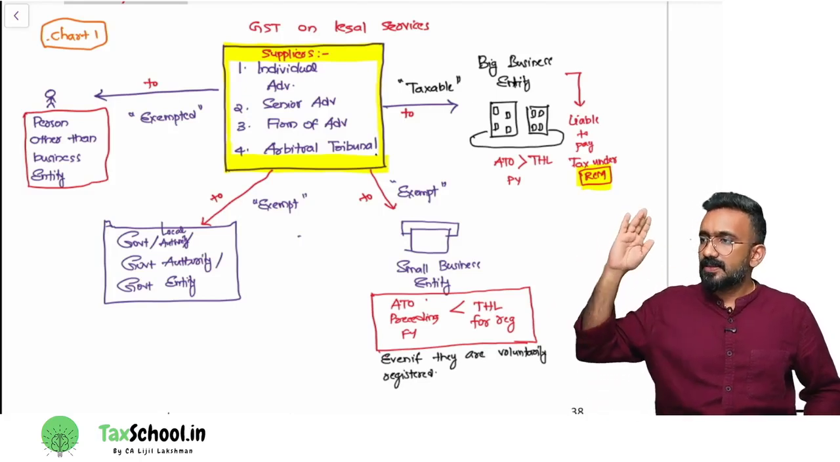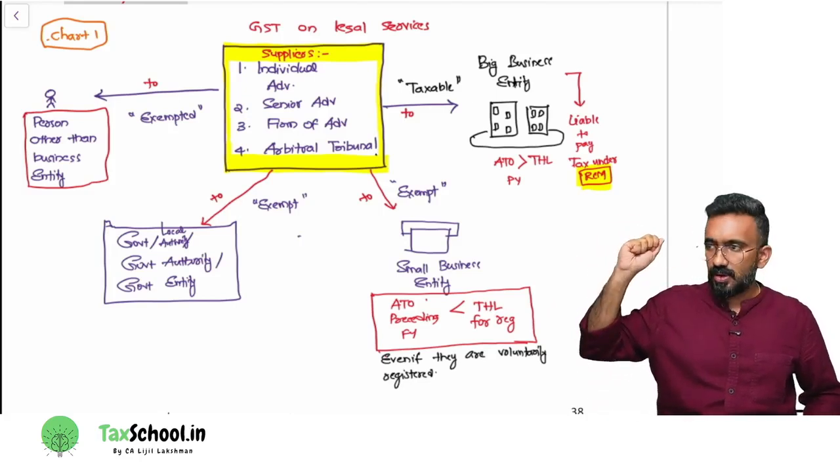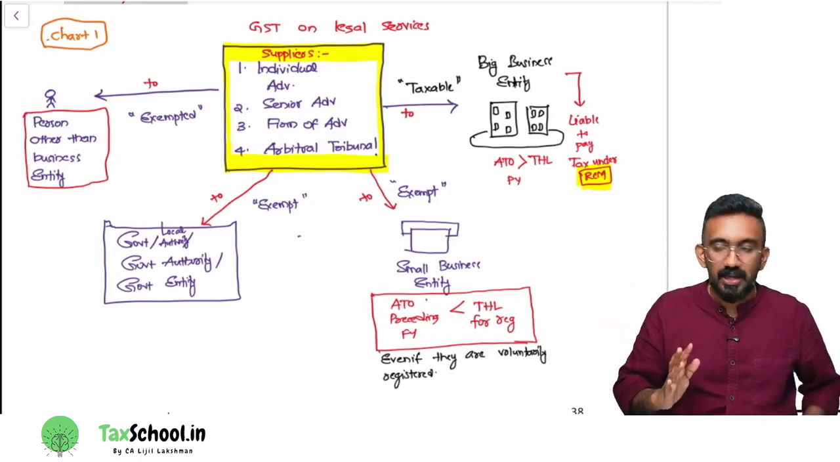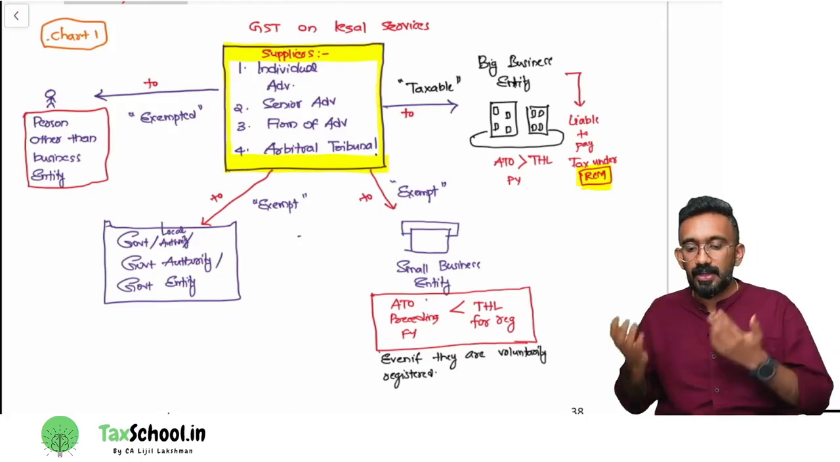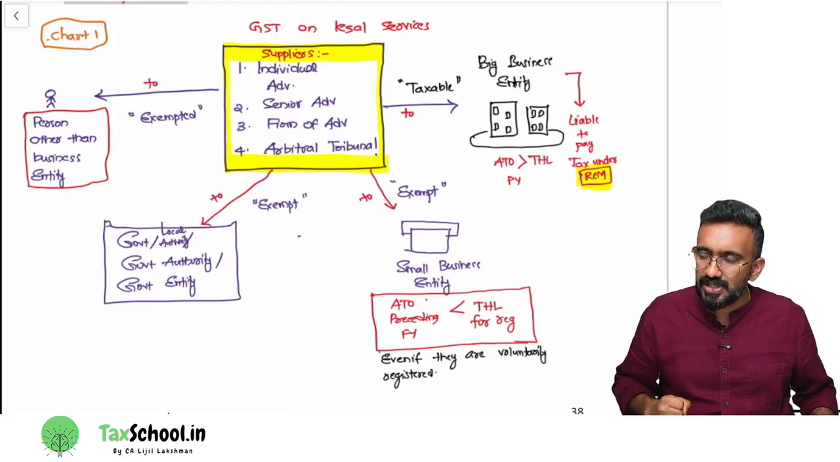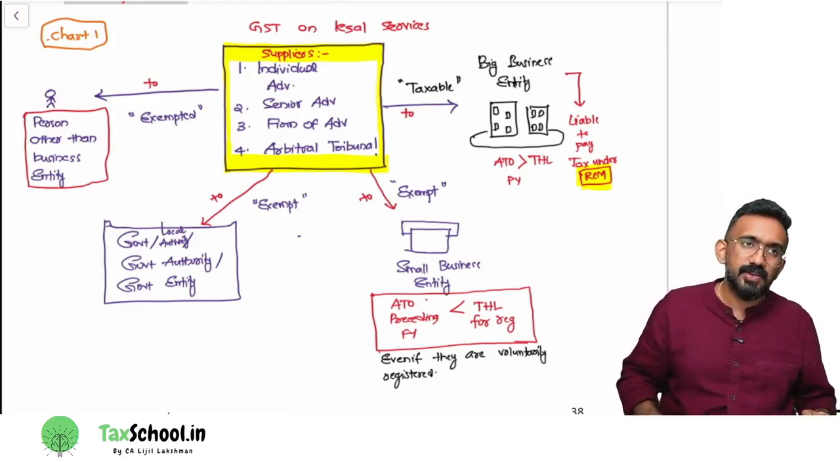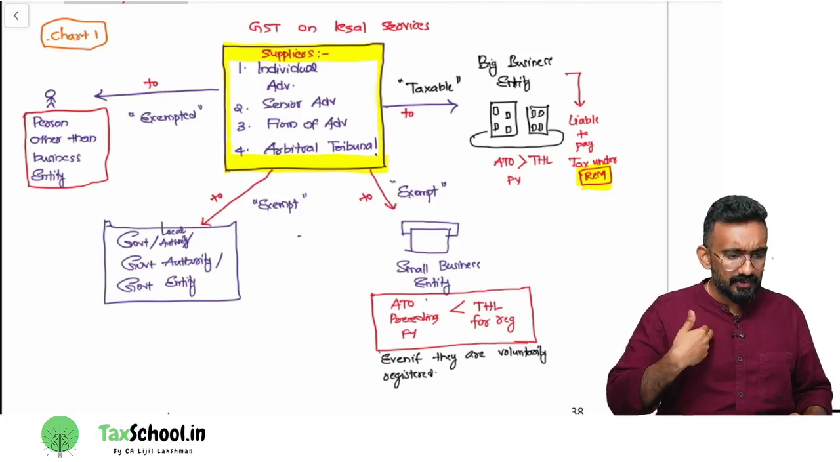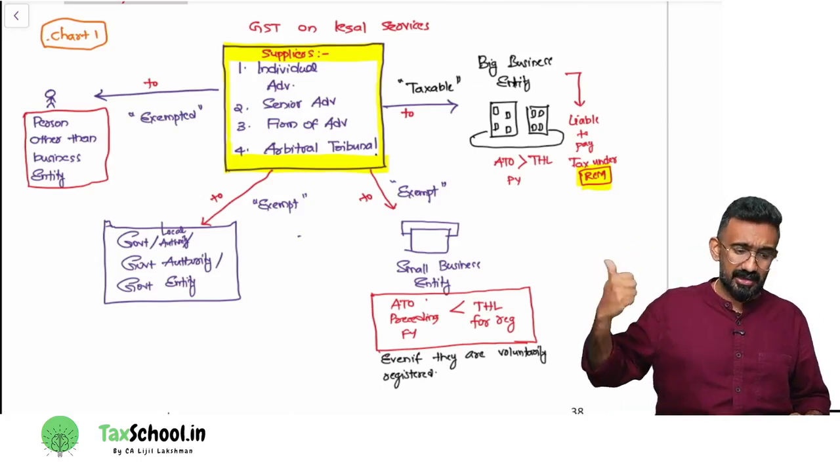First, the supplier could be advocates or arbitral tribunal. They provide services to a person other than a business entity. It's like an individual. An individual went to an advocate and got some services. Can I bring reverse charge on the services provided by advocates to an individual? Can I ask the individual to register and then pay tax under RCM? Not possible. You and I, when we receive a service from an advocate, can I ask us to go take a GST number and then pay taxes?